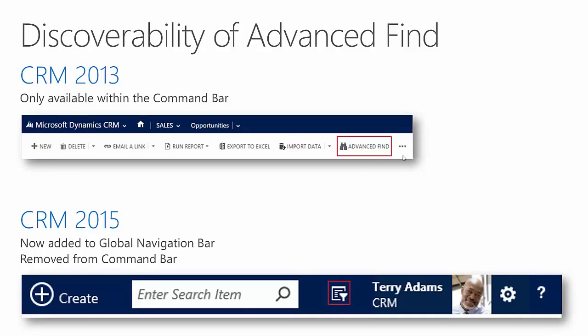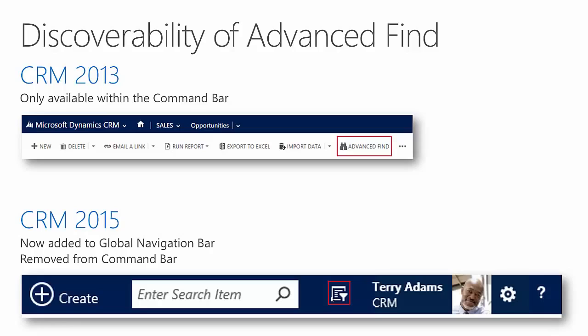So with the CRM 2015 release, instead of this button always being on the command bar within the different areas, which might appear in different spots depending on how many buttons are on that specific area, it's now in a consistent spot no matter where you're at. It's been added to the navigation bar, just like the multi-entity quick find search. So just like at the top of the navigation bar, multi-entity quick find was added here. Right next to it is an icon that you can click that'll open up advanced find.